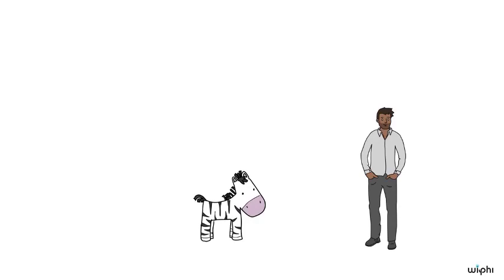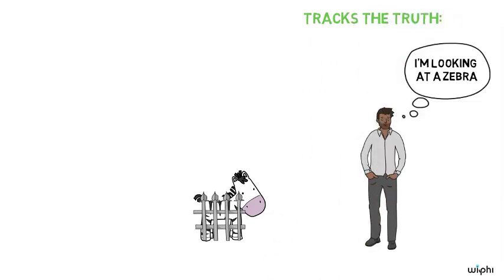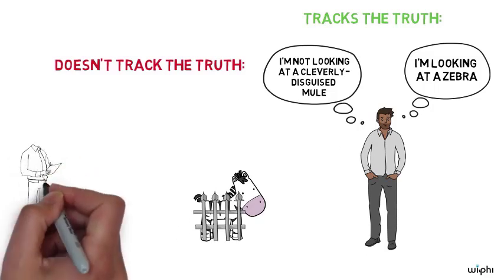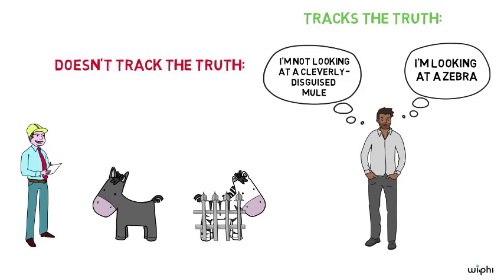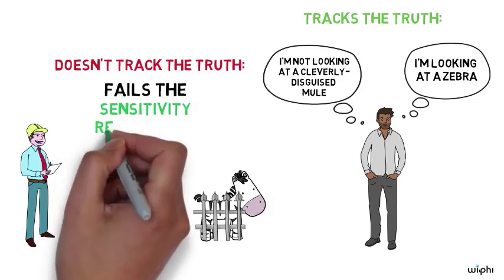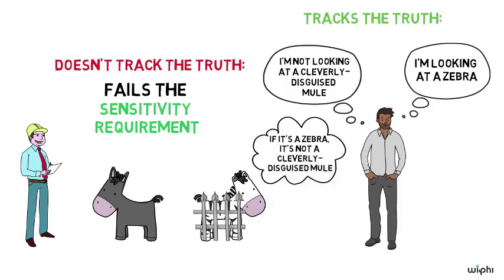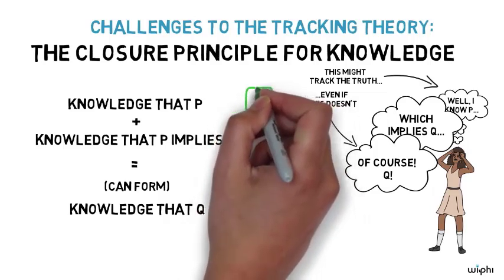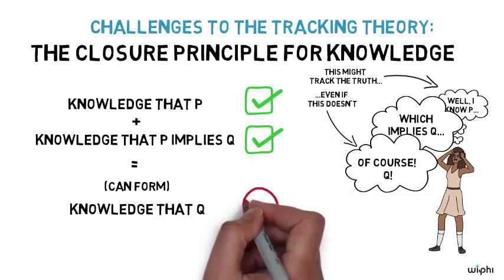Here's an example. Suppose you're in that honest zoo again. You know that you're looking at a zebra since your belief tracks the truth. But here's a belief that doesn't track the truth. The belief that you're not looking at a mule cleverly disguised to look like a zebra. Think about what would be the case if that were true. If you were looking at such a mule, you'd still believe that you weren't. So that belief doesn't meet the sensitivity requirement. But of course it's obvious that if something's a zebra, it's not a cleverly disguised mule. Zebras, after all, are not mules. So, according to Nozik, you can know that the animal is a zebra, know that this implies that it's not a cleverly disguised mule, and yet fail to know that it's not a cleverly disguised mule.